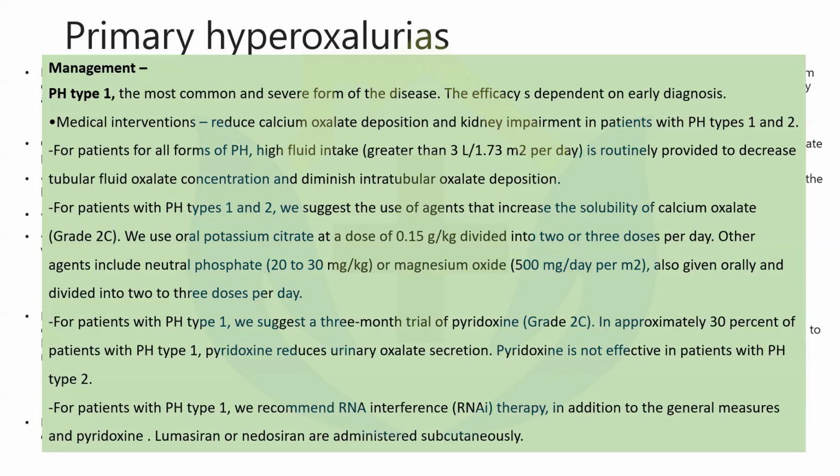And in some cases a pyridoxine trial also helps to reduce urinary oxalate secretion. So pyridoxine can be used. And there is some RNA therapy also available, given subcutaneously along with vitamin pyridoxine. So the major management is basically fluid, potassium citrate, and also this vitamin. Next slide.